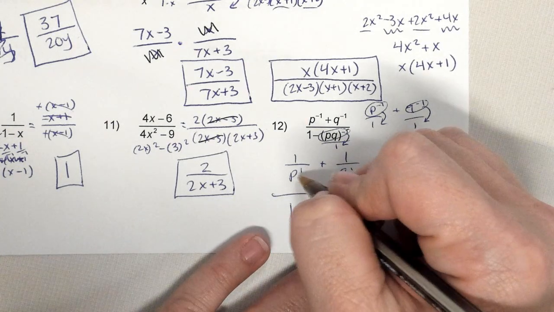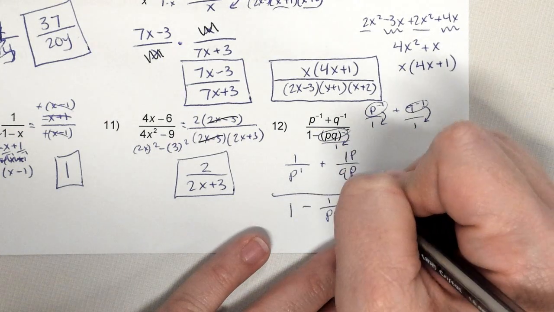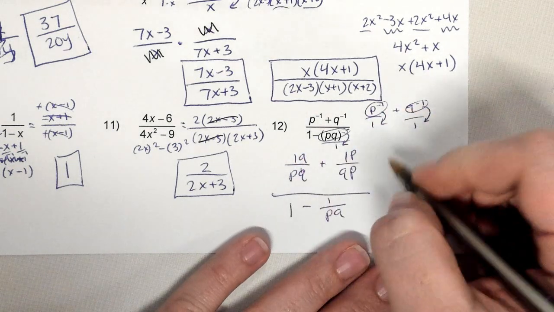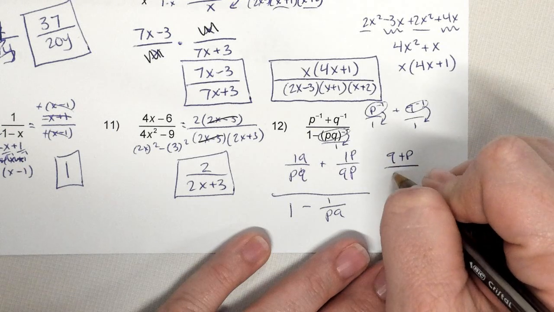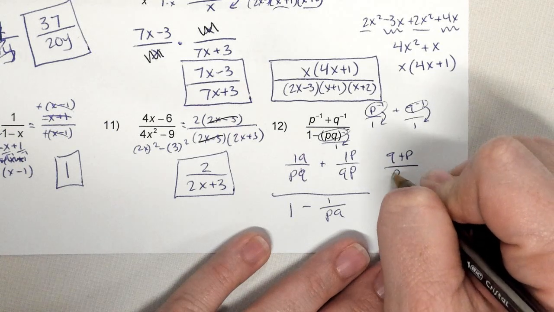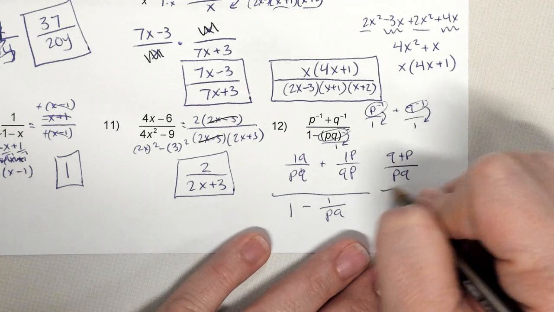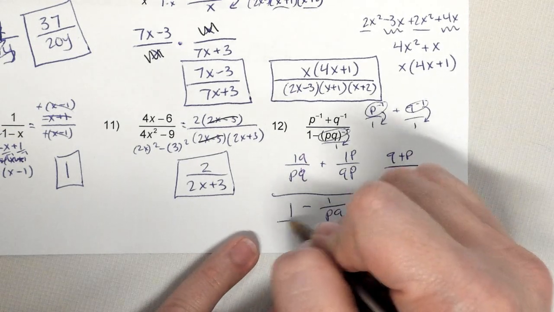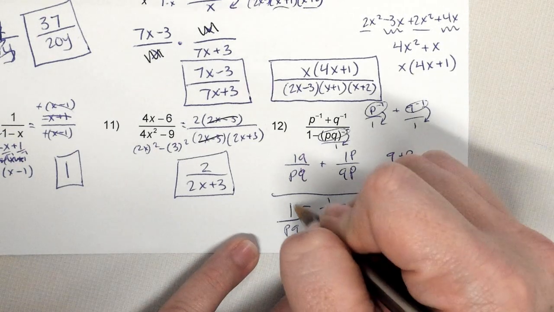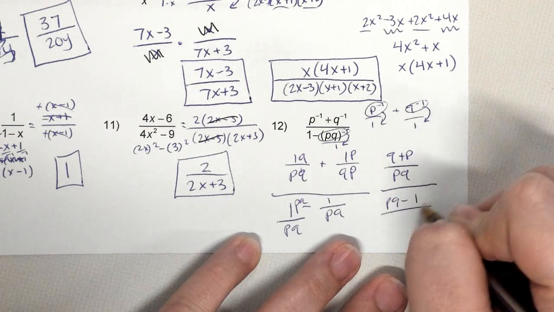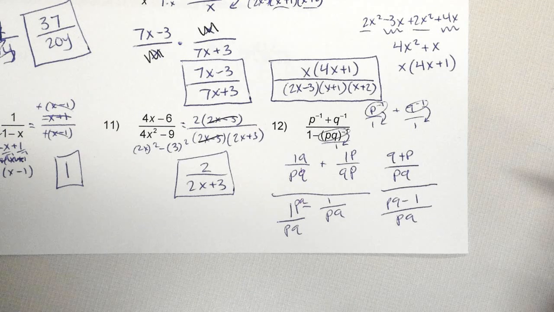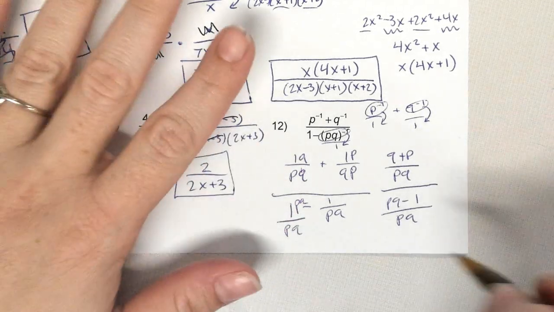Well, this has a p, therefore this needs a p. This has a q, therefore this needs a q. And that becomes q plus p over pq. And then this has a pq, therefore this needs a pq times pq. And this becomes pq minus 1 over pq. I'm running out of space, so I'm going to squeeze it.